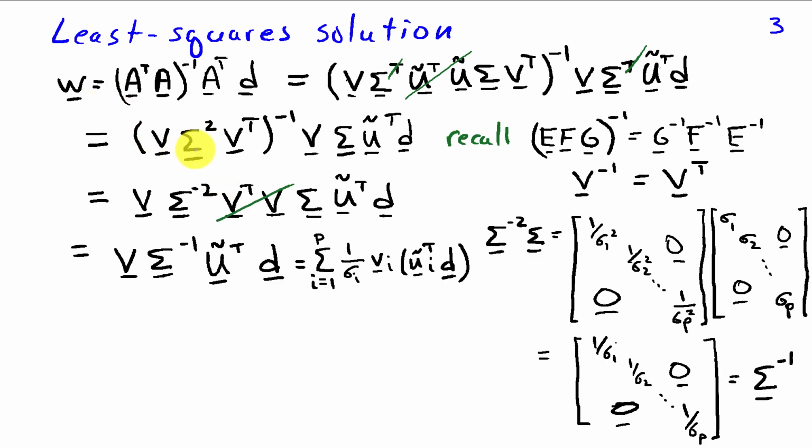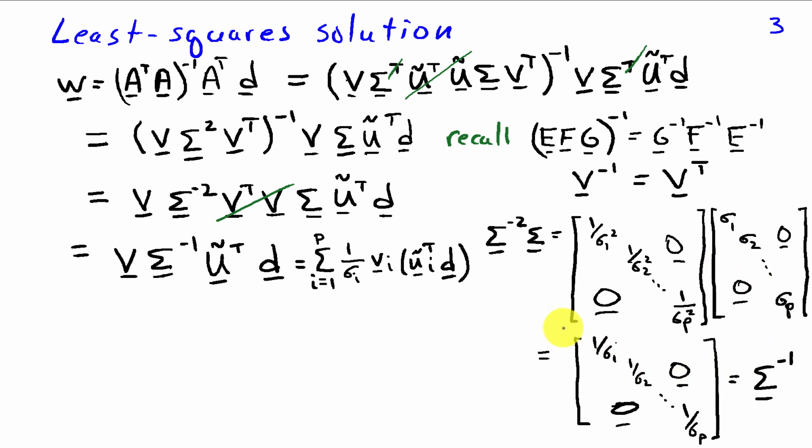So when I apply this formula for the inverse of this product, I end up with V, so that's the inverse of V transpose, sigma inverse squared, V transpose, which is the inverse of V, times V, sigma U tilde transpose times D. And again, we can simplify V transpose V because that's the identity, and we can multiply sigma to the minus 2 times sigma, which I've done over here on the right, sigma to the minus 2 being 1 over sigma 1 squared, 1 over sigma 2 squared, and so on, with sigma being sigma 1, sigma 2, sigma p.